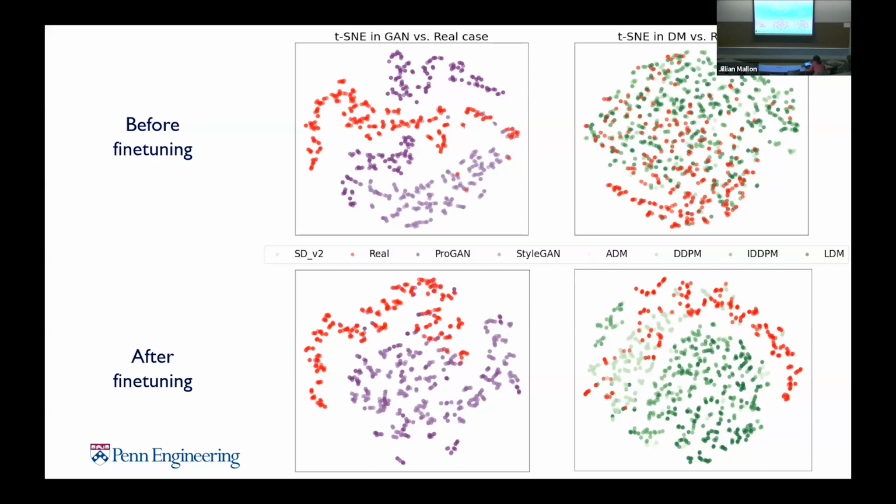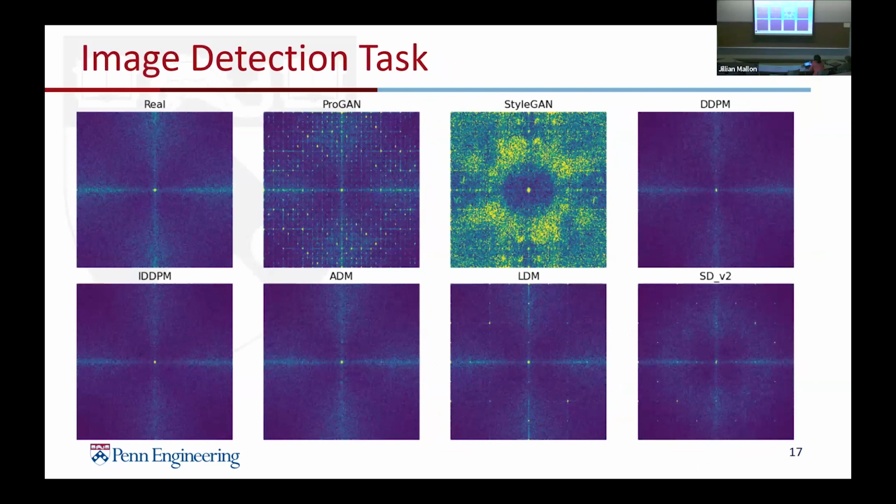Although there is still a certain degree of overlap, which we think is caused by the DDPM dataset, since our model also has a low accuracy on that dataset. And most importantly, after the fine-tuning, you can still observe a clear distinction between the real image cluster and the GAN-generated image clusters. And here is the frequency analysis across all the datasets.